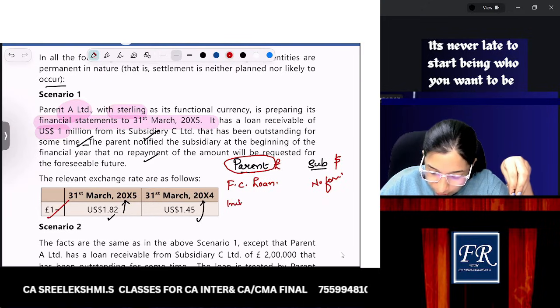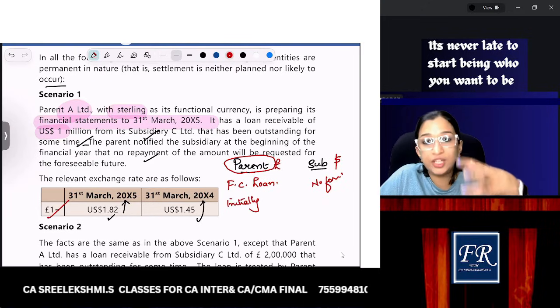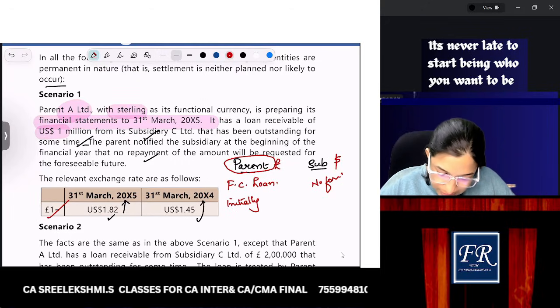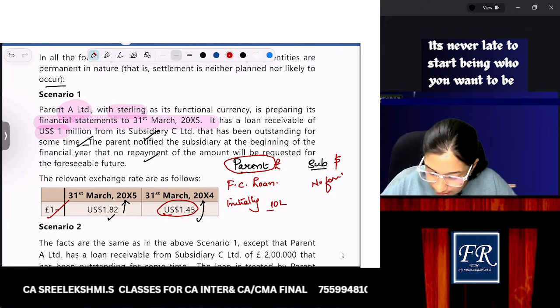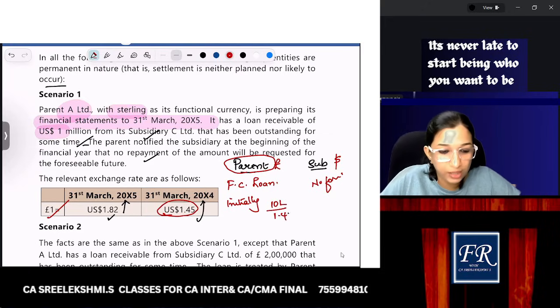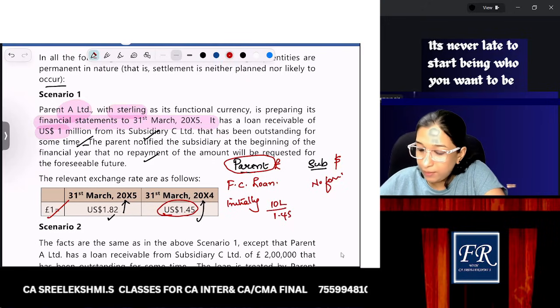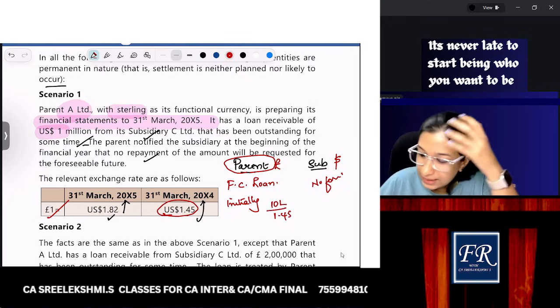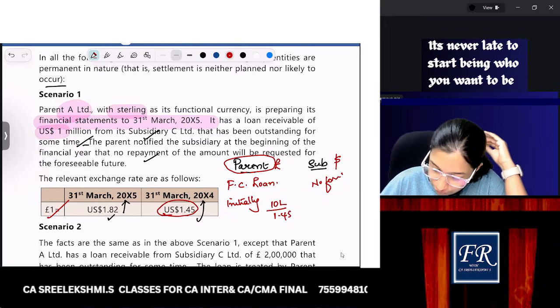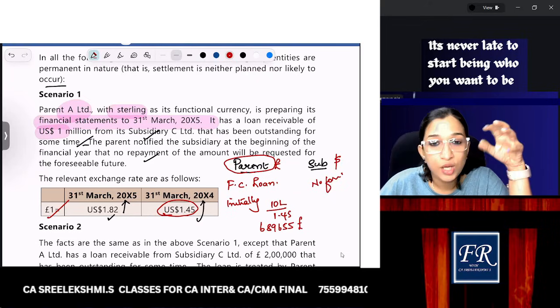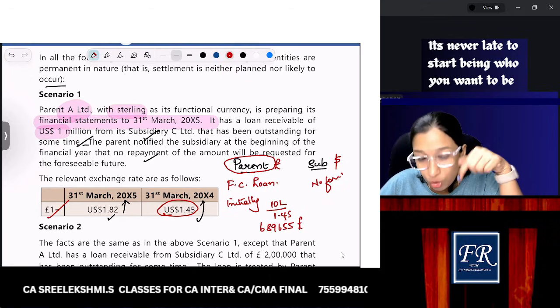Initially, the loan given will be accounted at... So I need to be careful. This is 10 lakh dollars and don't multiply it. It is given in dollars only. So 10 lakh divided by 1.45 is 6 lakh 89,655. This is the value in pound which we initially recognize. The loan receivable is this amount.